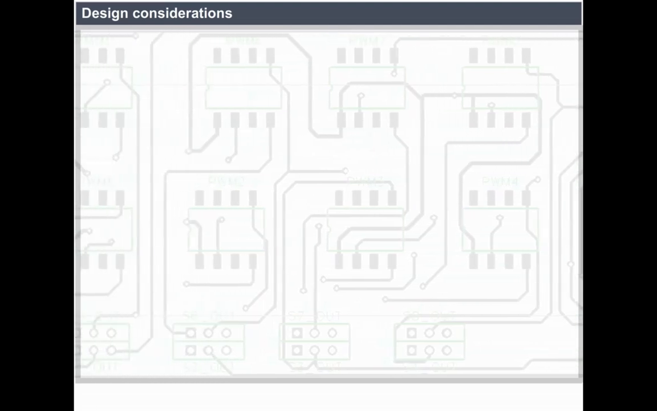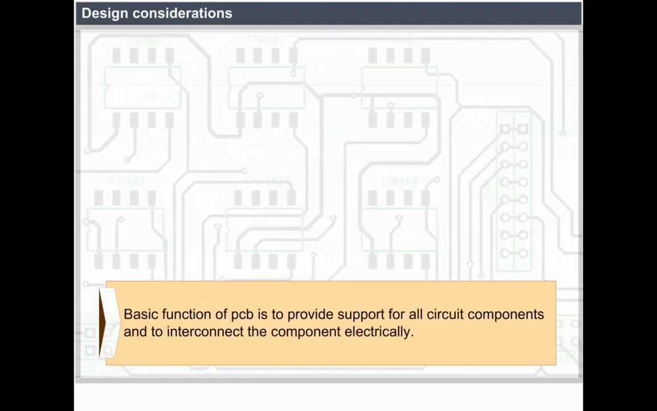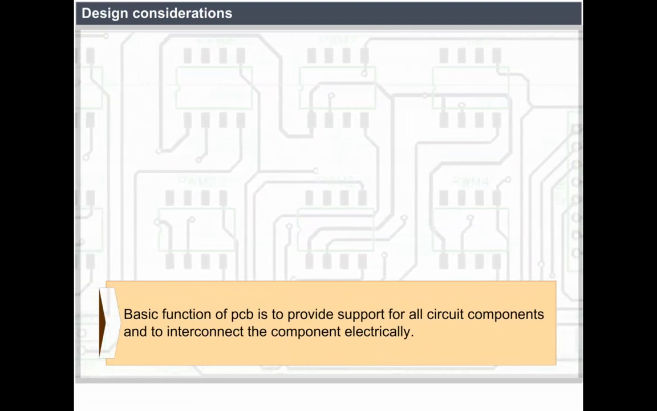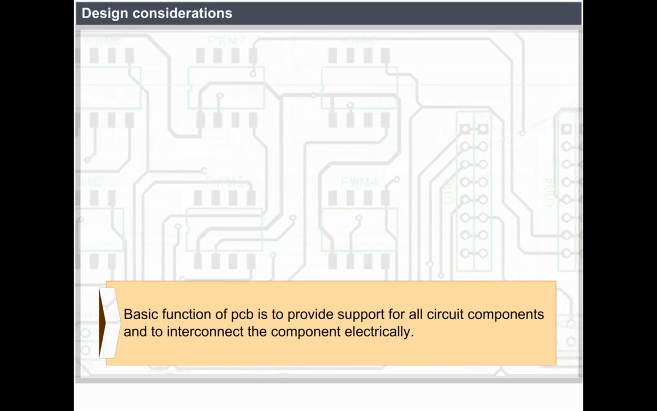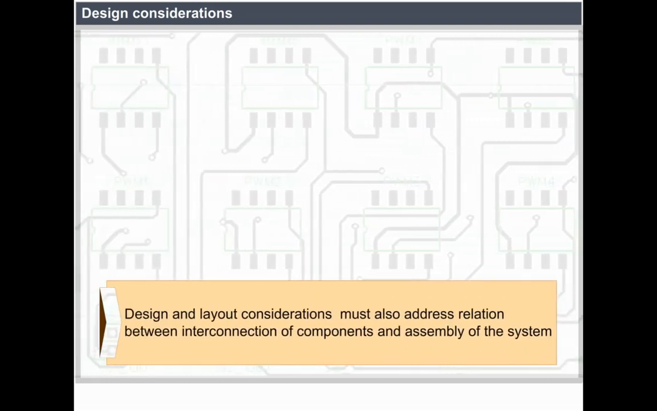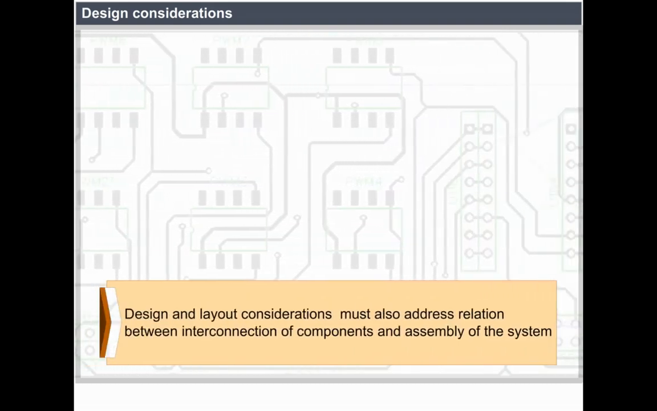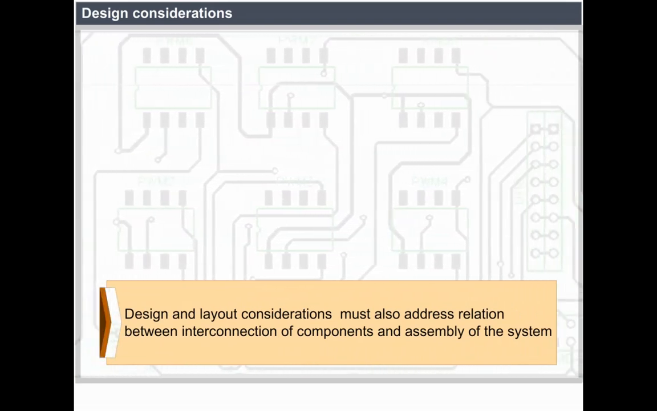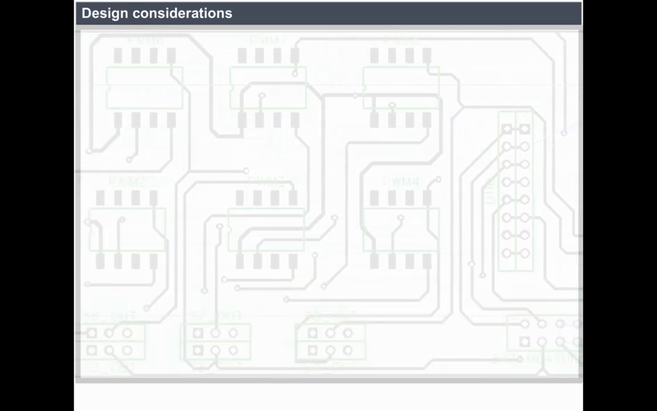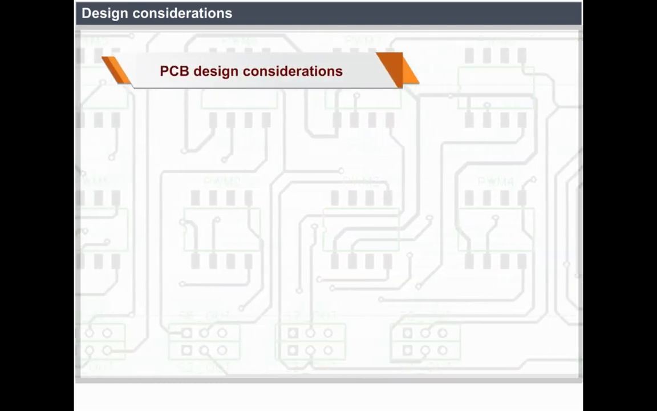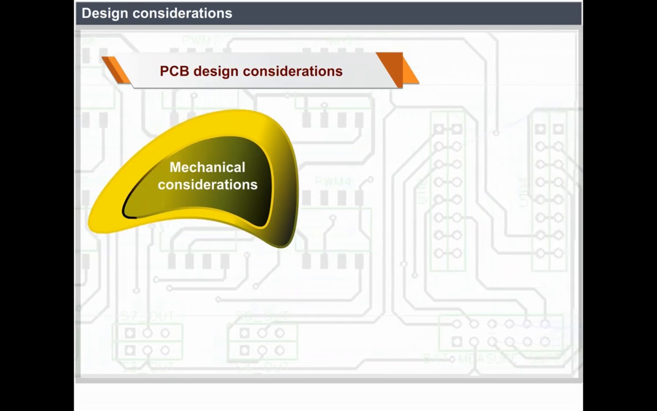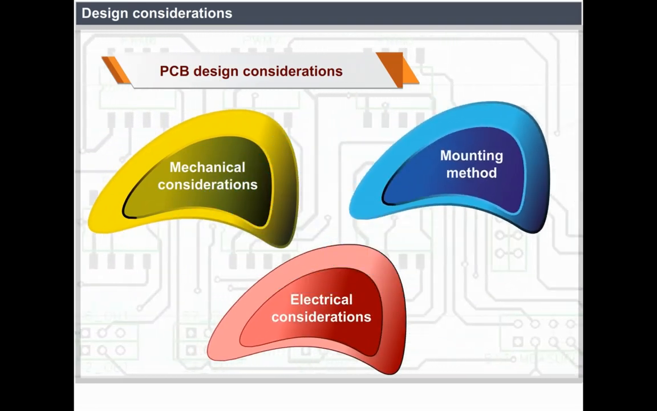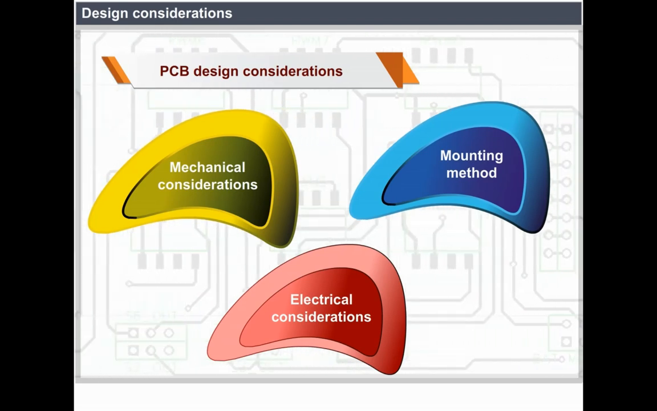Design considerations. The basic function of a PCB is to provide support for all circuit components and to interconnect the components electrically. Design and layout considerations must also address the relation between the interconnection of components and the assembly of the system. PCB design considerations: mechanical considerations, electrical considerations, mounting method.